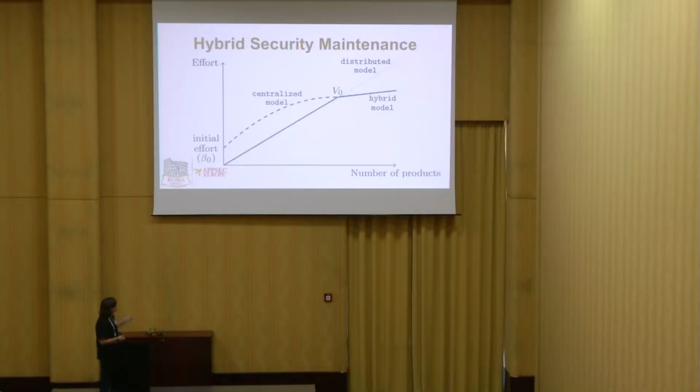So in the end, you try to minimize first the initial cost. You don't give each and every product to the central security team to spend their time on, and at the same time, you try to cut off the cost with this linear growth when everybody is doing their own things.